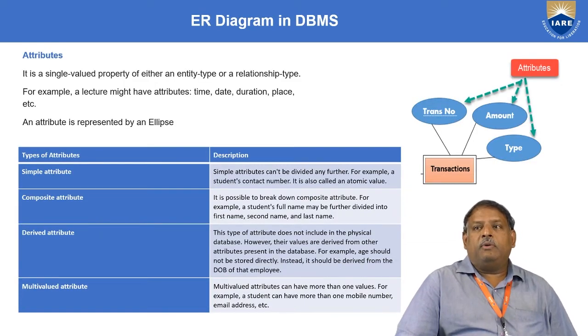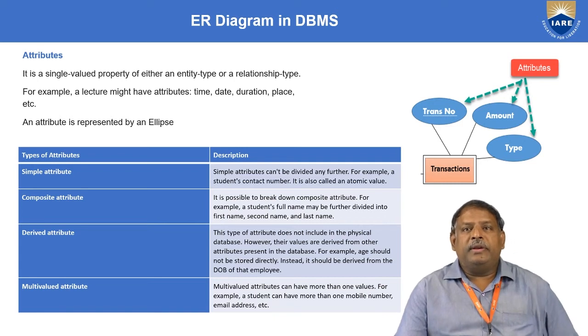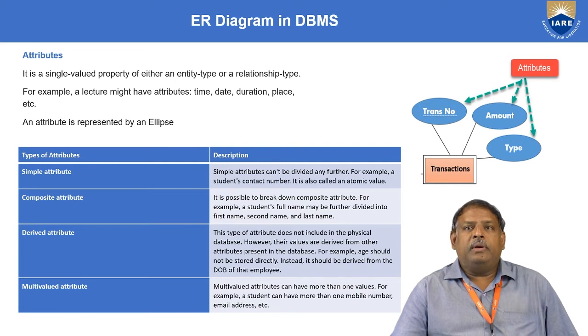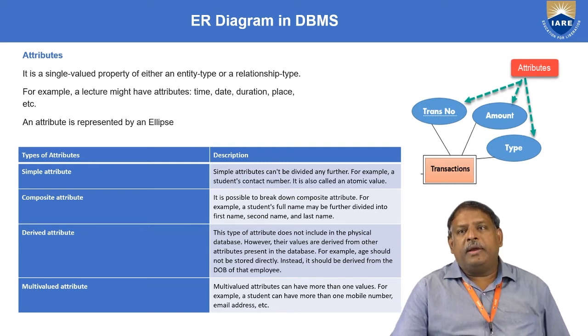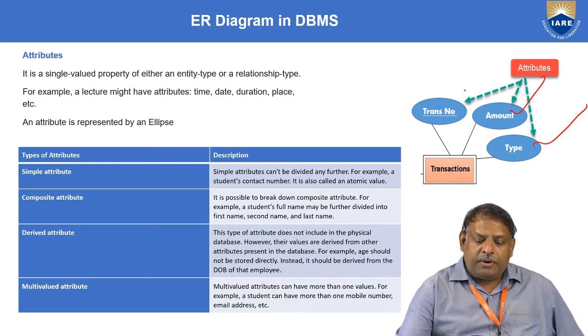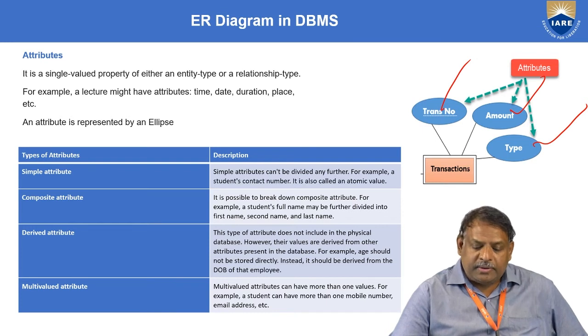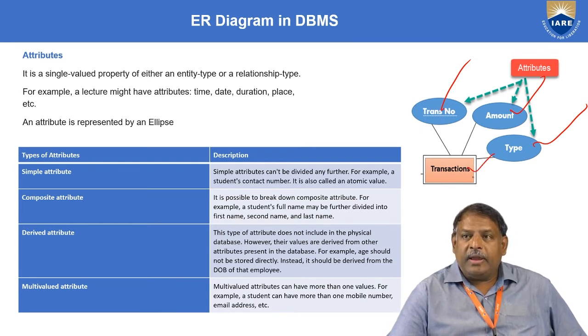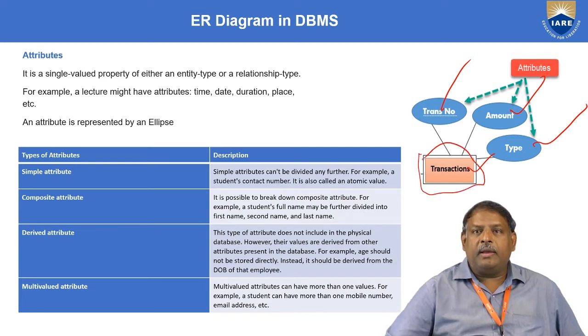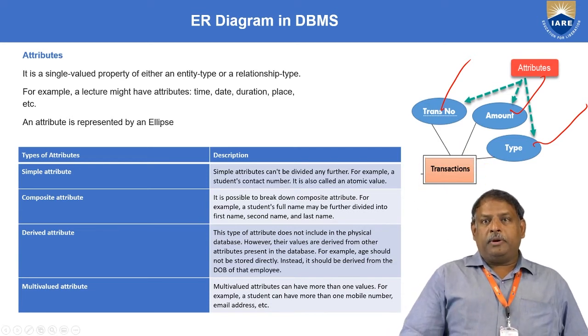Now let's see what an attribute is. An attribute is a single valued property of either an entity type or a relation type. For example, a lecture might have attributes like time, date, duration, place, etc. An attribute is represented by an ellipse. Transaction is a weak entity set because it is in the double rectangle.